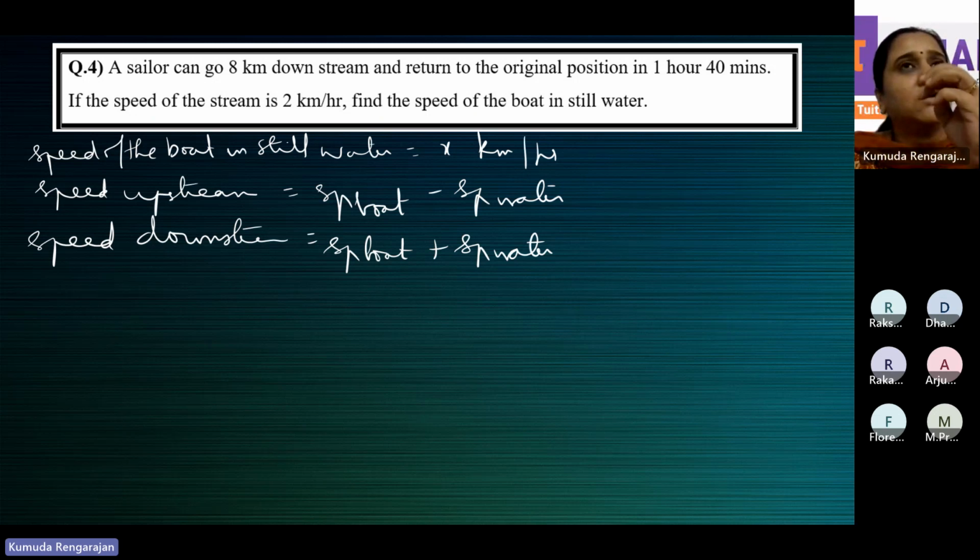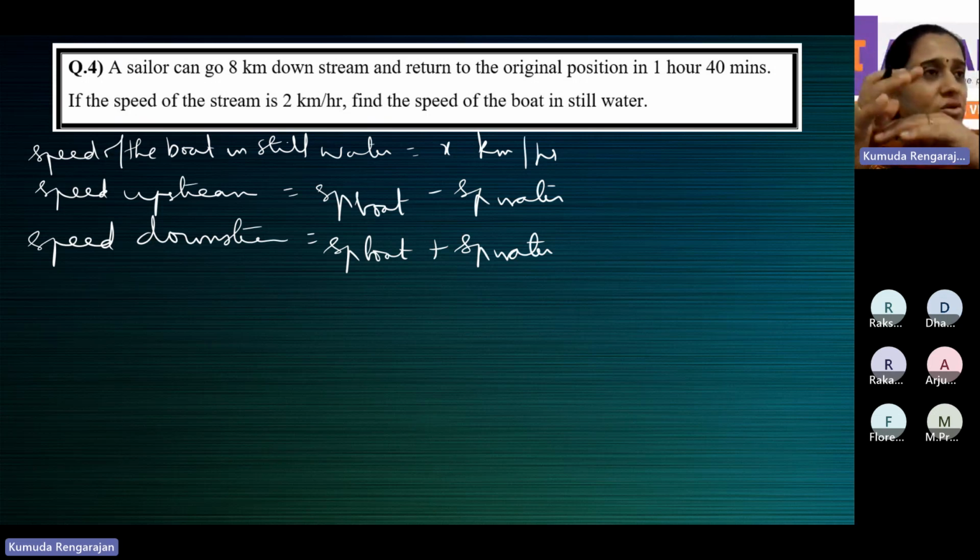Upstream means the water flows in one direction, but you are rowing your boat in the opposite direction. So there is resistance, no? Water is flowing with some speed and you are rowing in the opposite direction, so you're opposing its force and your net speed will reduce. You are trying to row the boat at 10 kilometers per hour, but the water is flowing in the opposite direction at 2 kilometers per hour. So your net speed is 10 minus 2, 8 kilometers per hour.